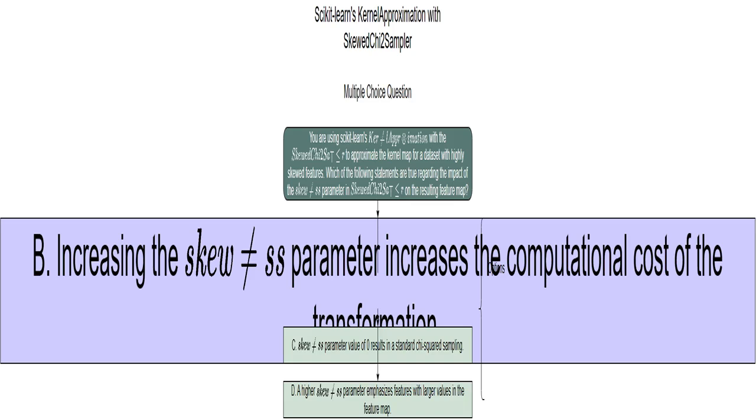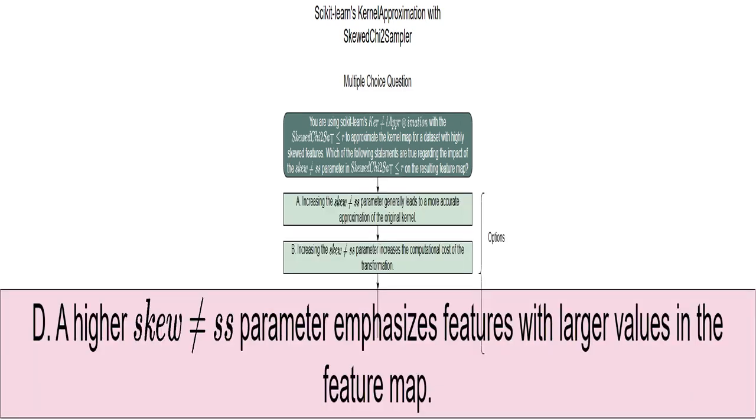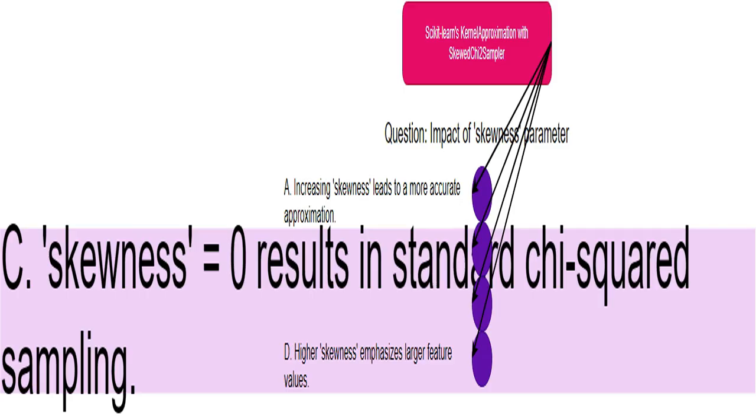The main computational cost comes from the number of features and samples, not the skewness itself. Any extra cost from increasing the skewness is usually minimal. This is absolutely correct. The whole point of the skewness parameter is to give more importance to those larger values. It's designed to counteract the effect of skewed data. I understand that. This statement is true.